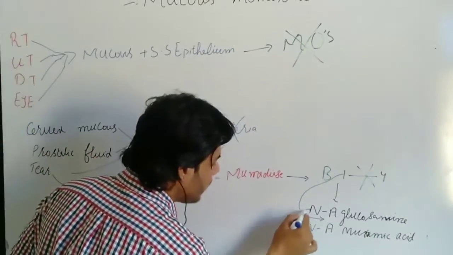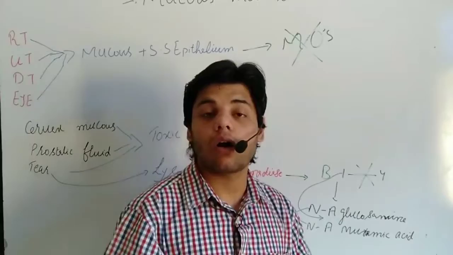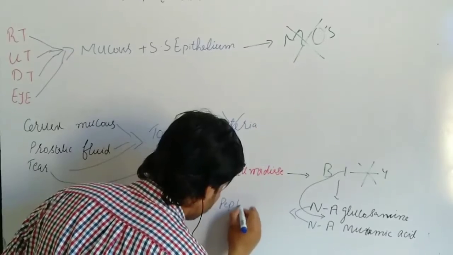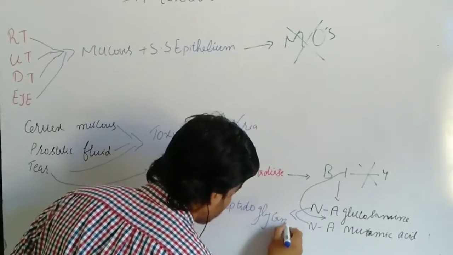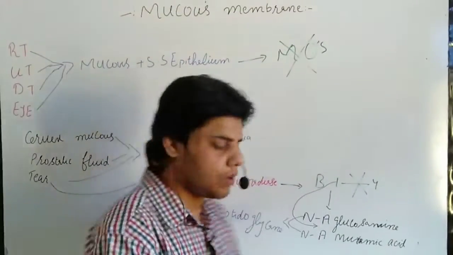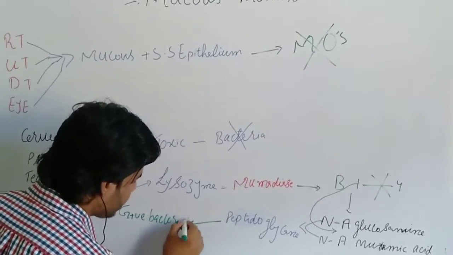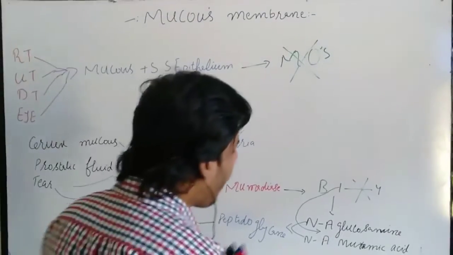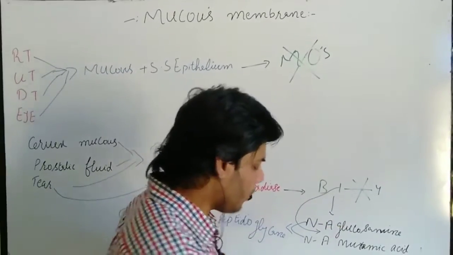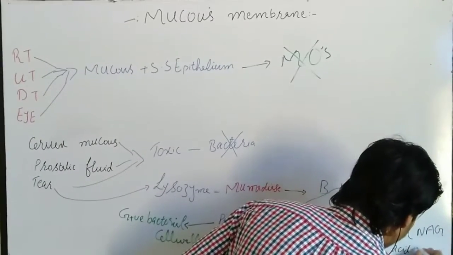These are actually the building blocks. If you remember, these are the building blocks of peptidoglycan, meaning the cell wall of gram-positive bacteria. So these are the peptidoglycan building blocks. Now this peptidoglycan is actually the cell wall of gram-positive bacteria. Now how is this beta 1,4 bond present between NAG and NAM? We also call them NAG and NAM.